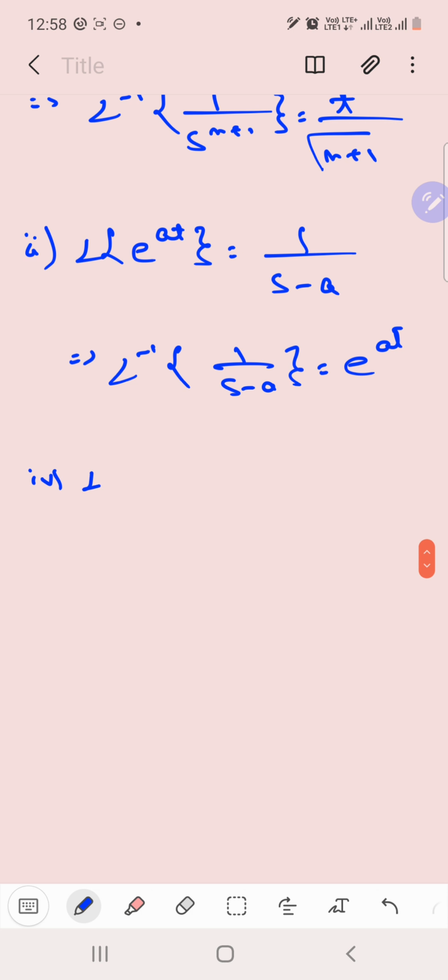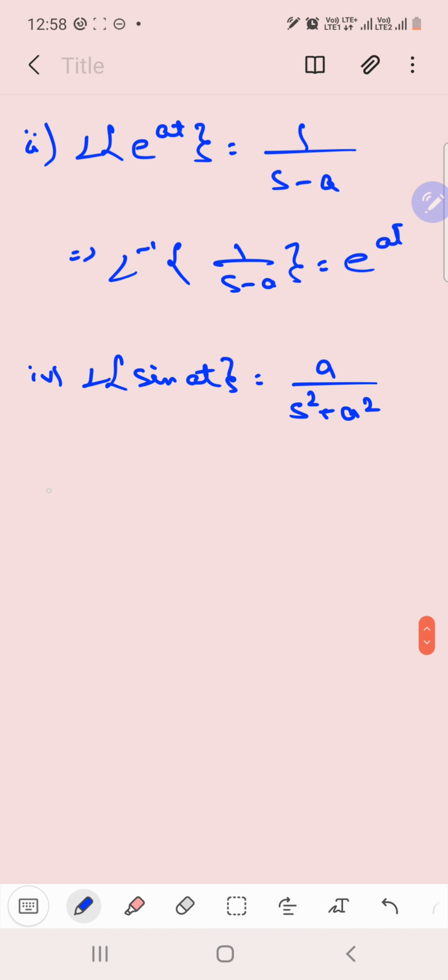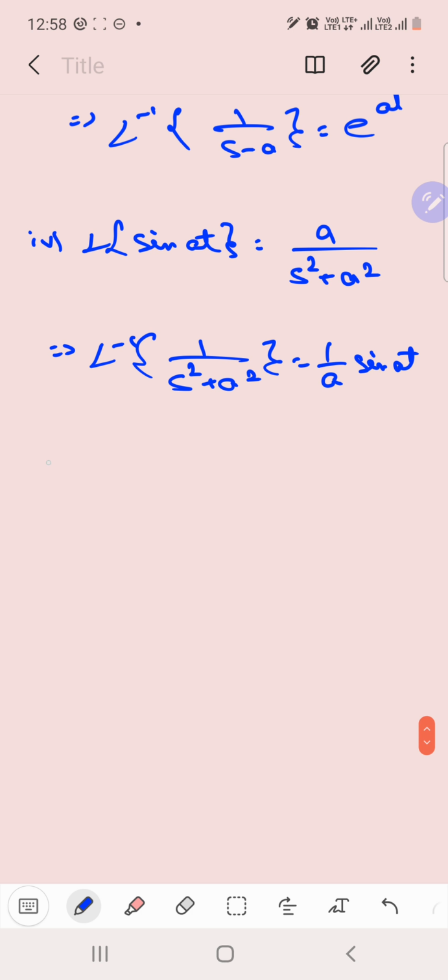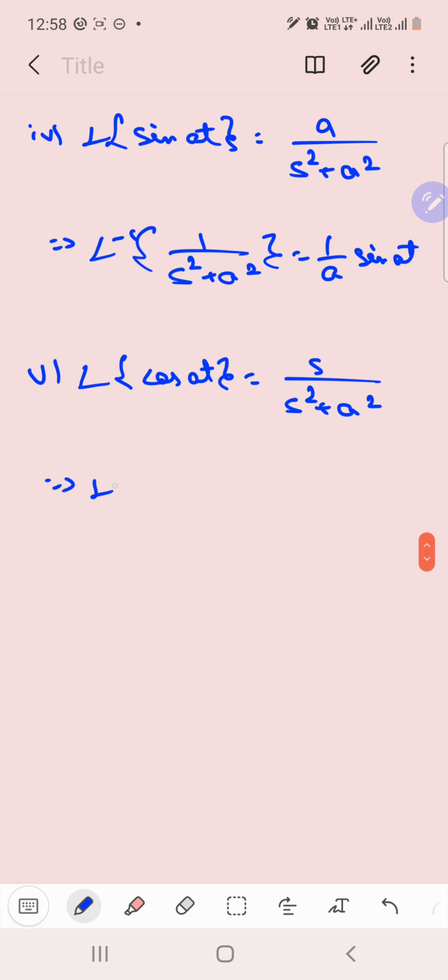Number 4, the Laplace transform of sin at is given as a over s square plus a square. So the inverse Laplace of 1 over s square plus a square will be 1 over a sin at. Clear? Laplace transform of cos at is given as s over s square plus a square. So the inverse Laplace of s over s square plus a square will be cos at.